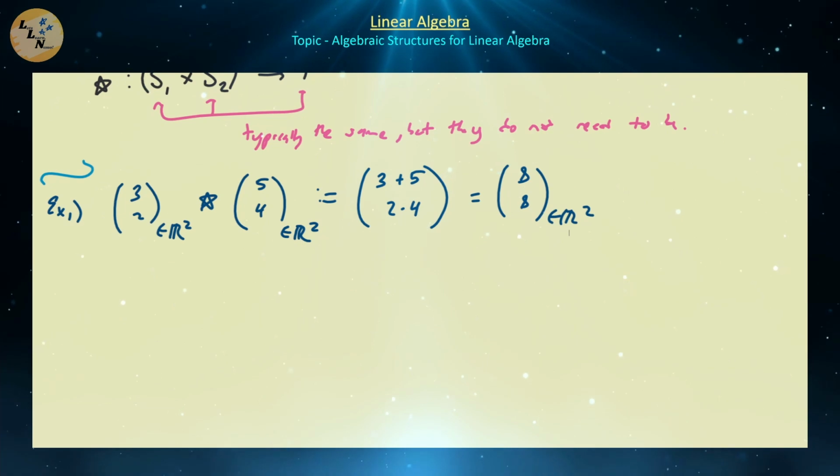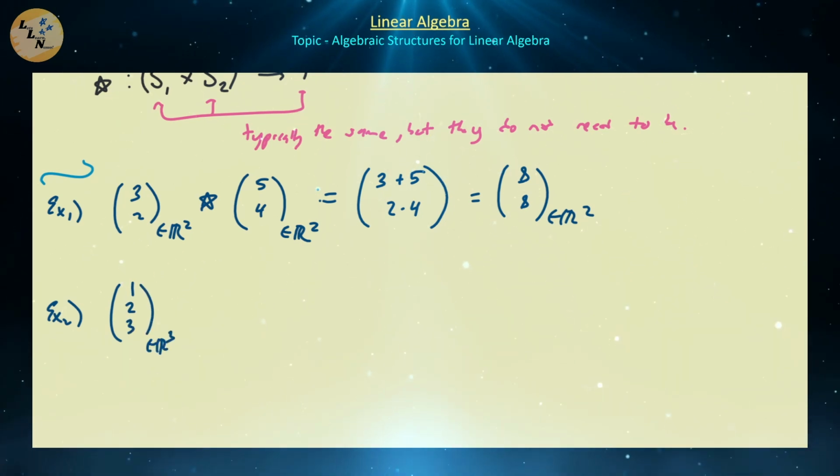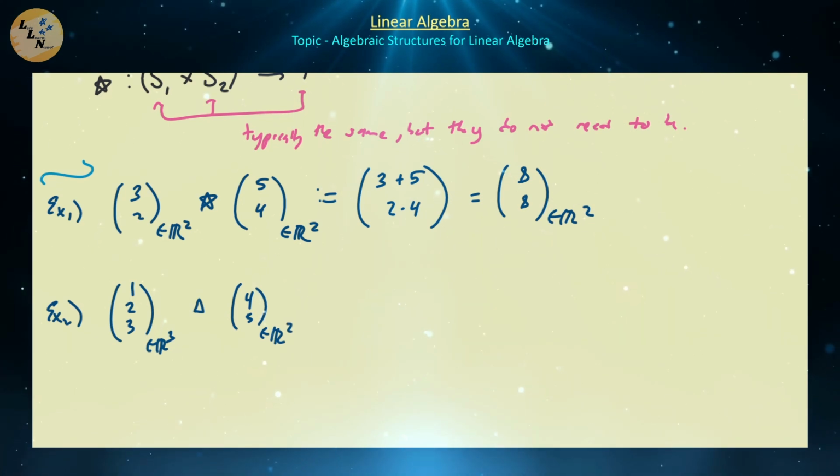But you don't have to define operations this way. You could literally define them in several different ways. For example, let's assume we have the vector (1, 2, 3), which belongs to the vector space R3. And let's consider another operation. Let's represent it with a different symbol, like a triangle. So (1, 2, 3) triangle with, say, (4, 5), so an operation with a vector in R2.